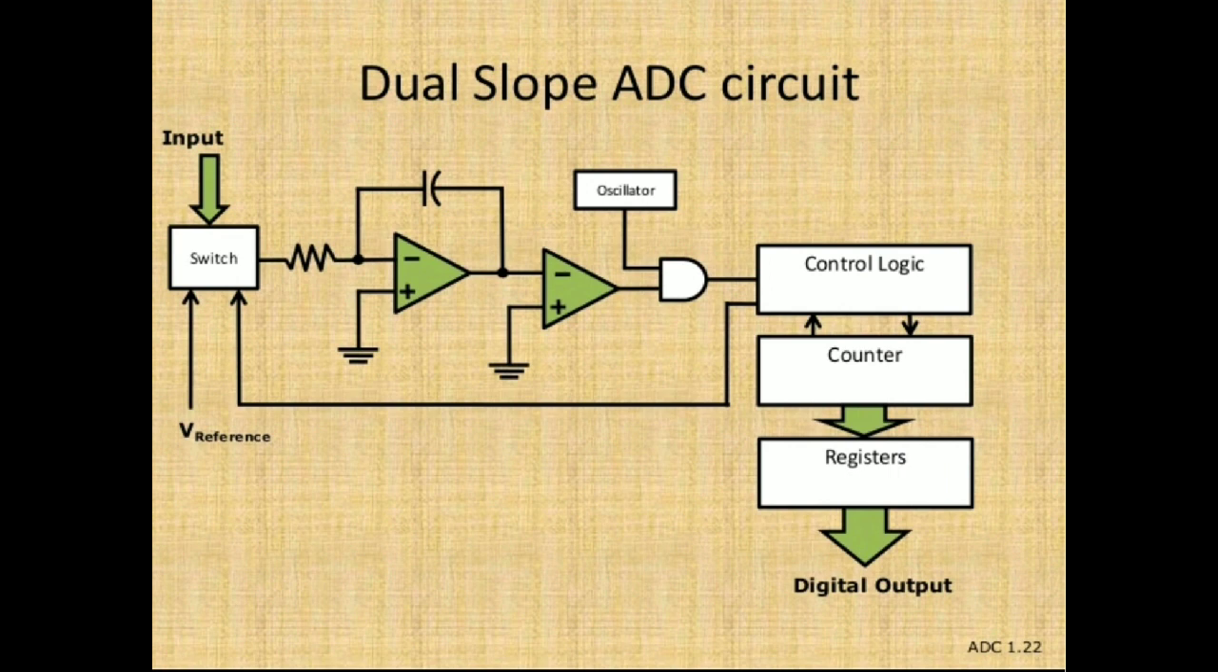When a sufficient number of positive going ramps is produced, the control logic will send a signal to the switch to switch from the analog input to the reference voltage. That will initiate the discharging of the capacitor. When the switch is moved to the reference terminal, the capacitor starts discharging and the negative going ramp is produced. When the output of the integrator is 0, the comparator output is also 0. This is the second case, when the input is switched to the reference voltage.